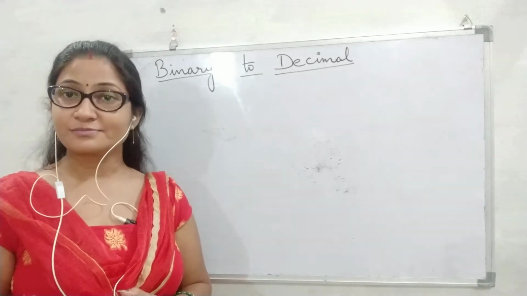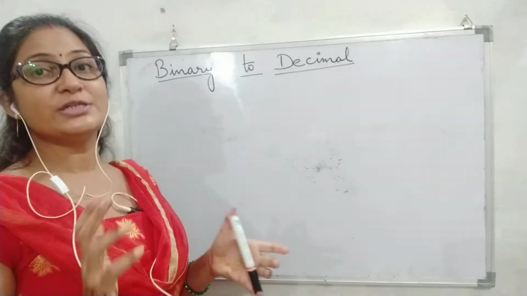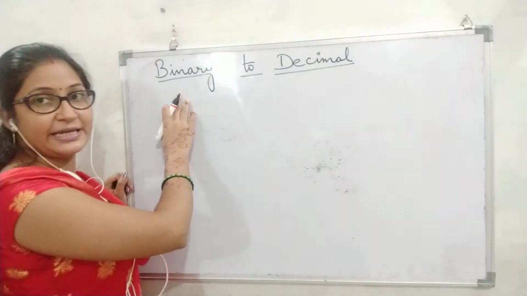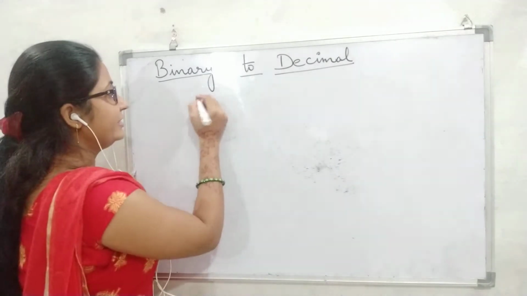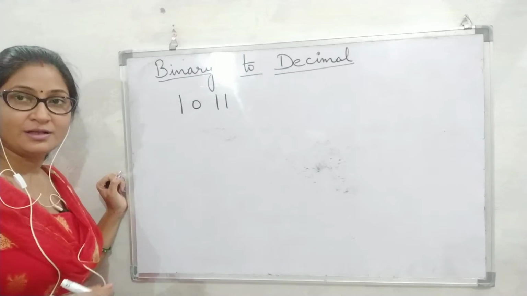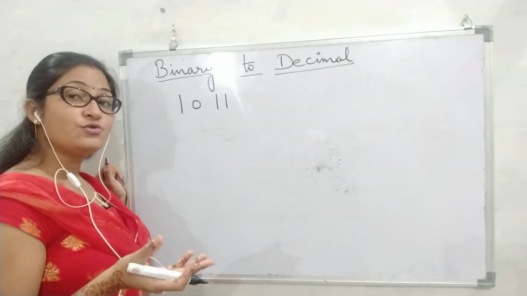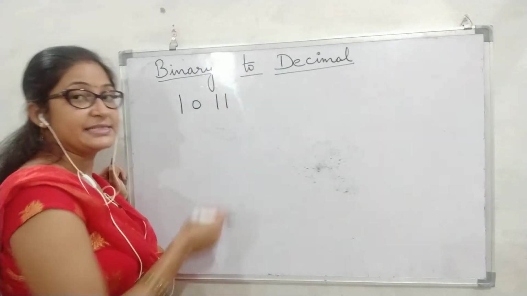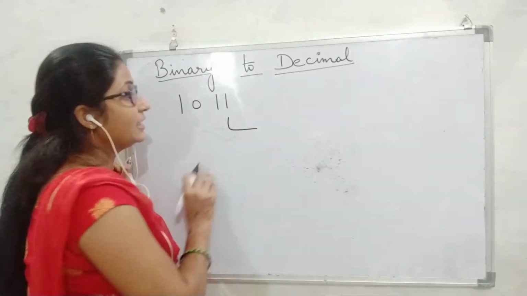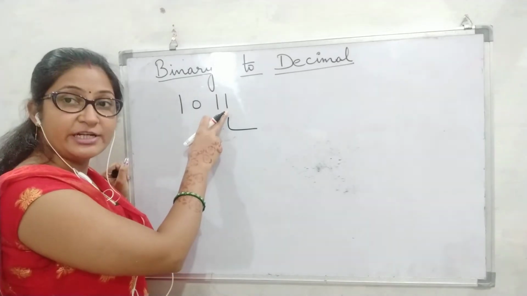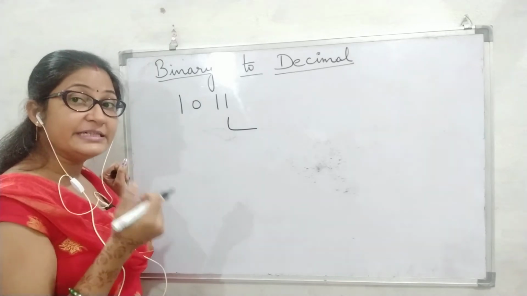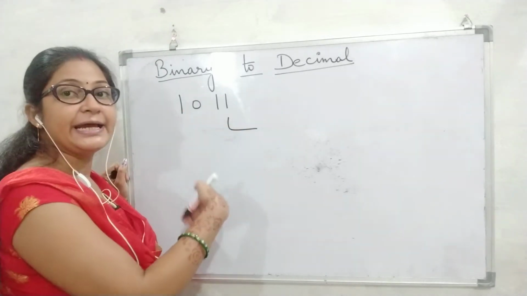So let's begin with the conversions of binary to decimal. So let me take an example. Suppose in binary I have 1011. Okay, and I have to convert it into decimals. So what am I going to do? First of all, I will take the same digit whichever is mentioned and I have to start converting it from the right hand side.